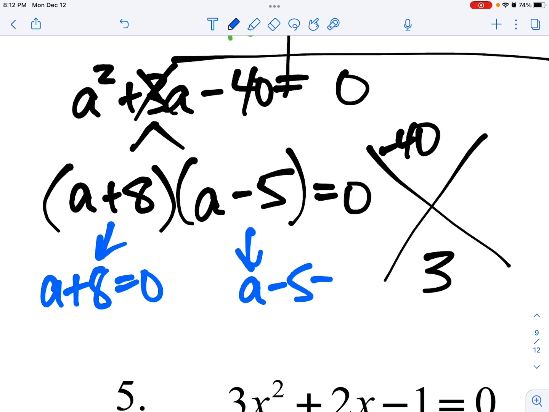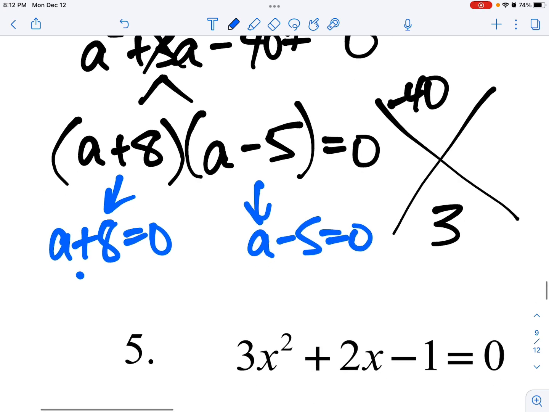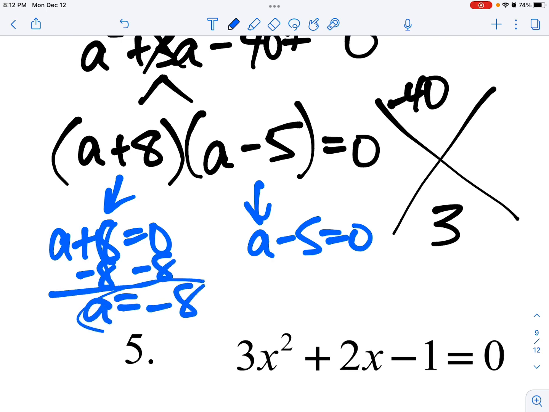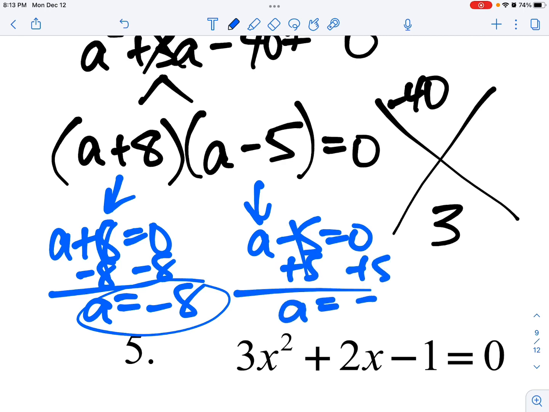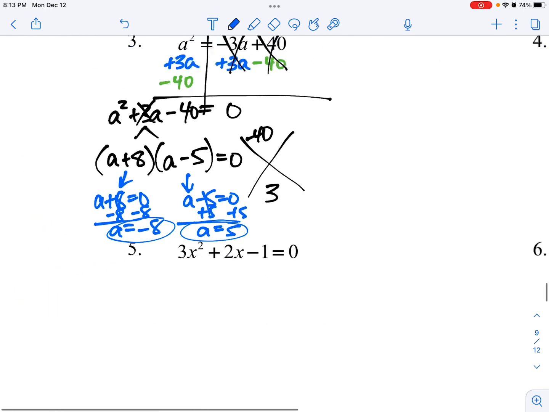A minus 5 equals 0. And like I've said in class, there's a bunch of you that might be to the point where you can do this step in your head. -8 is one of my answers, and 5 is another answer.